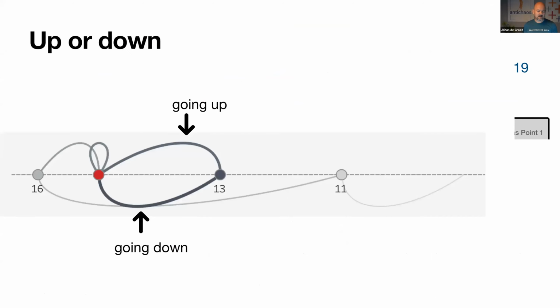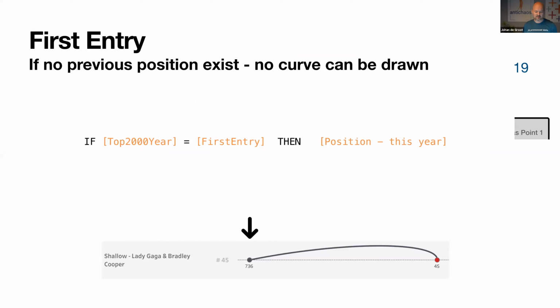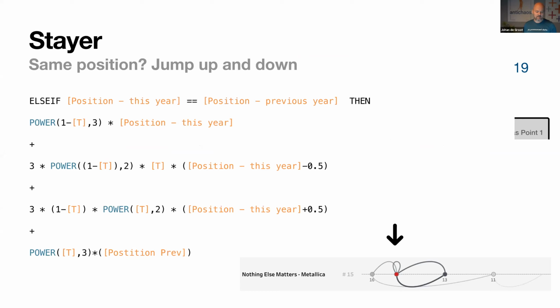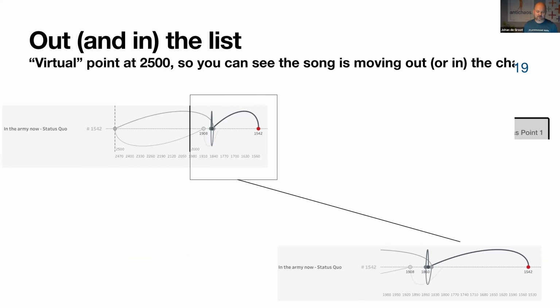Like, is the title going up in the list? Then an arc needs to be above the x-axis. Is it going down, the arc goes beneath the x-axis. The new song then just shows the position and there's no previous value. Are you a stayer? Make a small happy jump but land on the same position again. And is the song fallen out of the top 2000? Make a virtual point above 2000. I chose an arbitrary 2500.